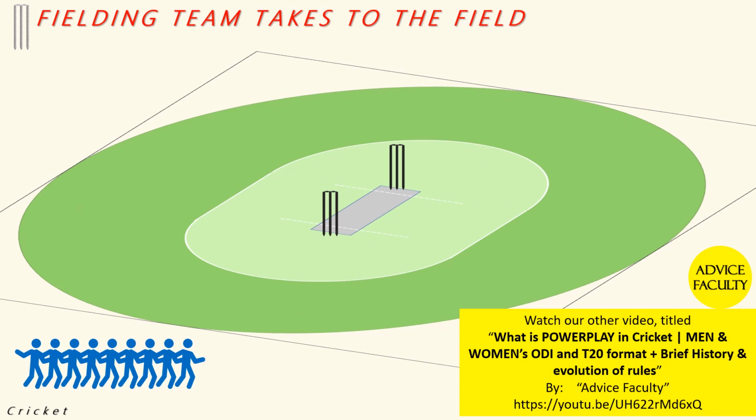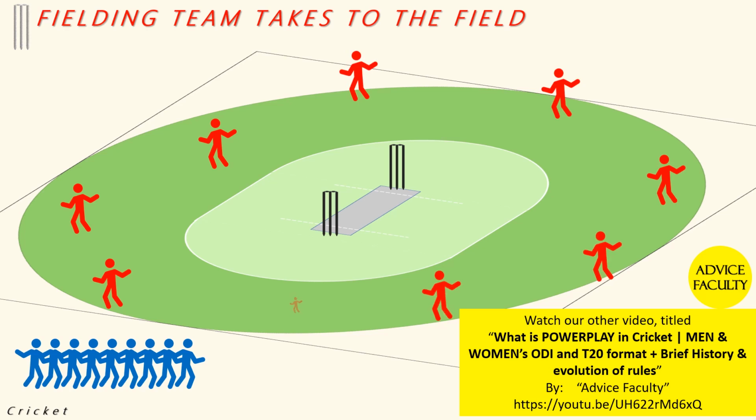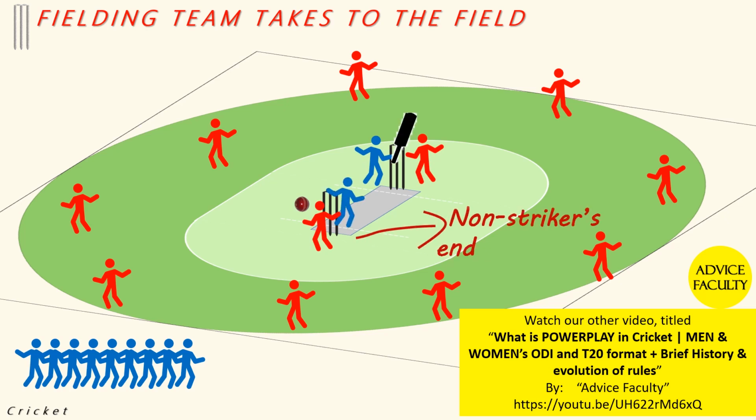All 11 players of the fielding team spread themselves on the ground. A fielder can stand anywhere he likes provided he meets power play restrictions. Please watch our other video for full details on what a power play is and how power play restrictions come into play. One of the players of the fielding team starts to throw the ball from one end of the pitch. This end is called the non-striker's end.